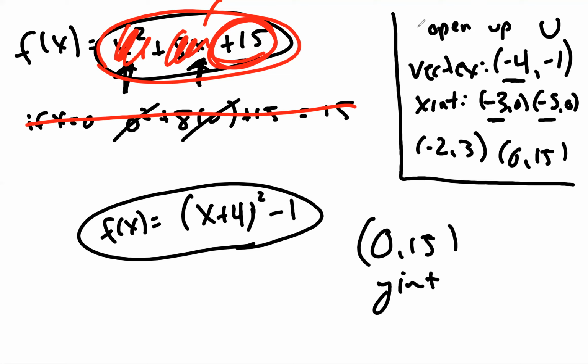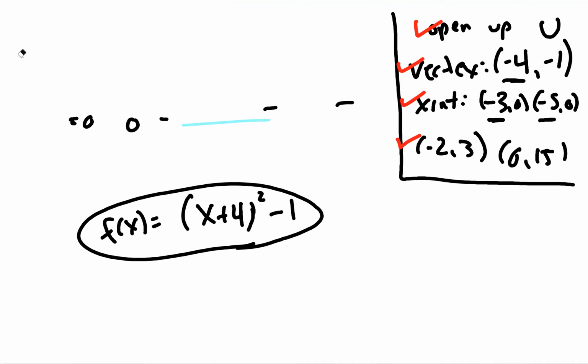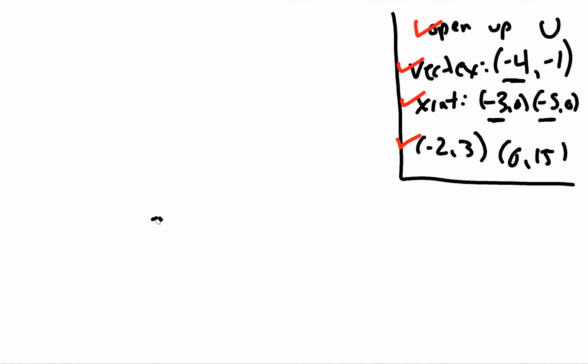Okay, so now I know it opens upward. I have a vertex, I have 2 x-intercepts, and I have 2 other random points. And so now all that's left to do is to graph this thing. So let's do it, and then we'll be done. Then you'll have done 2 of these problems, and you'll kind of know what to expect, and you can ask your questions. So here we go. We'll draw my graph.